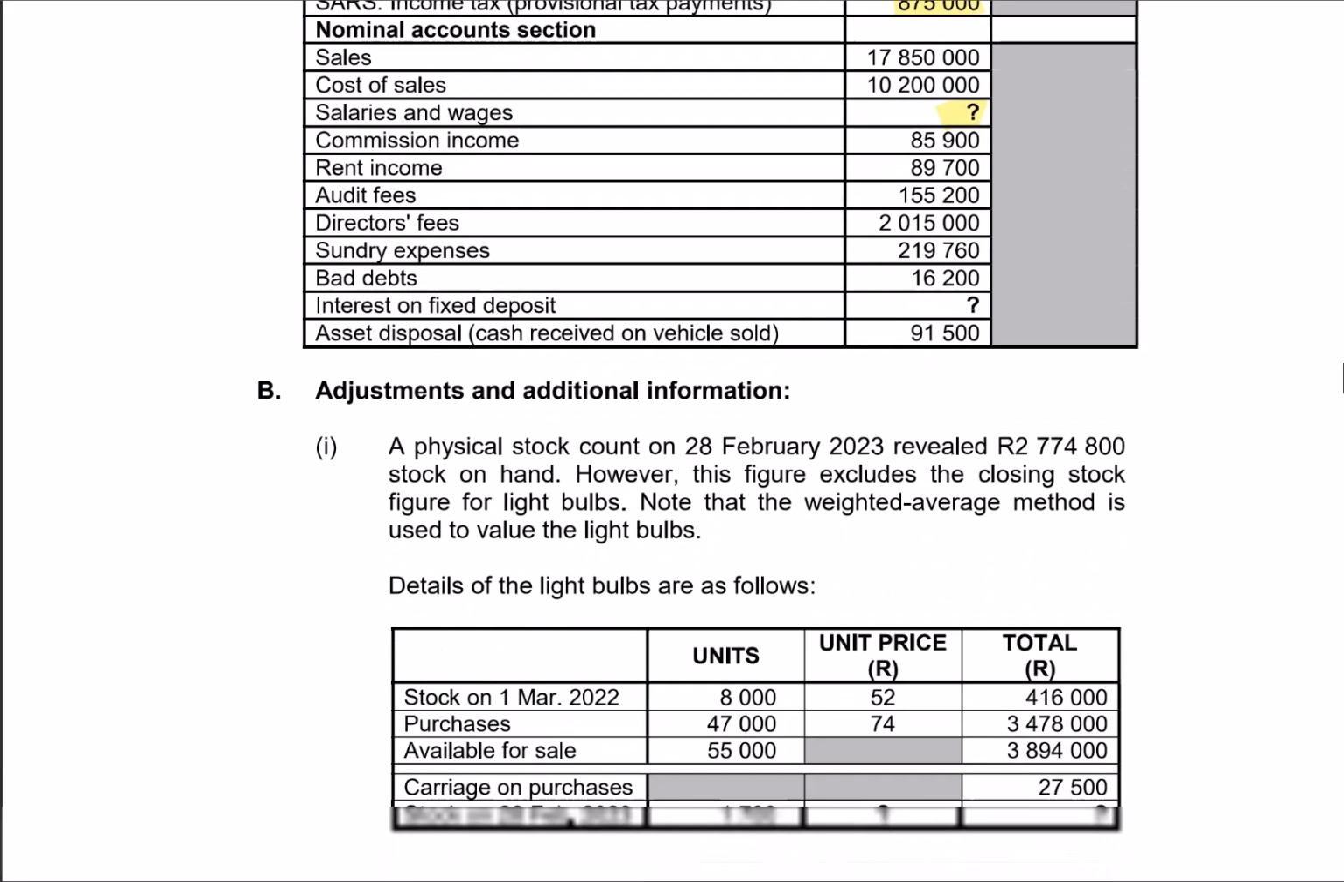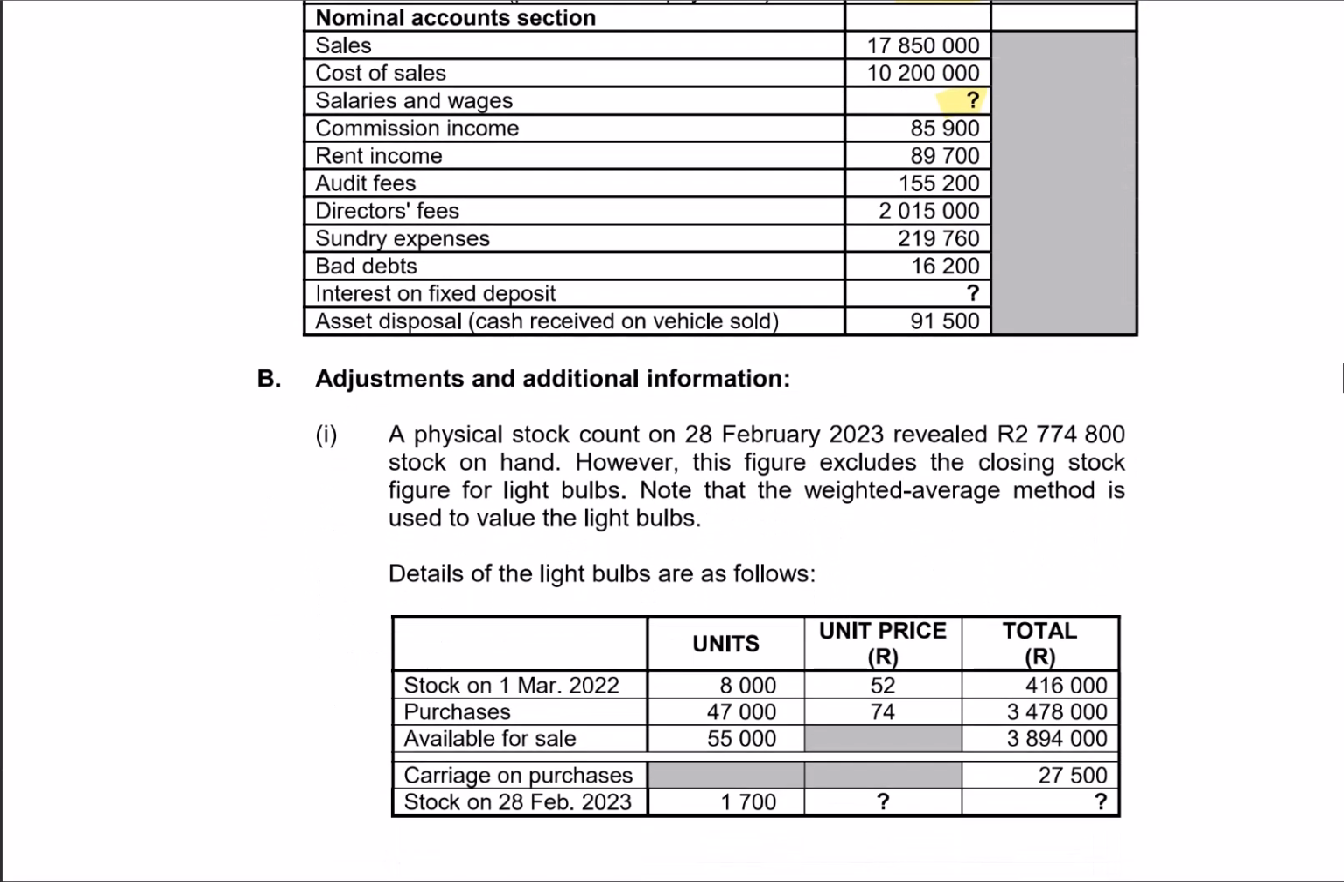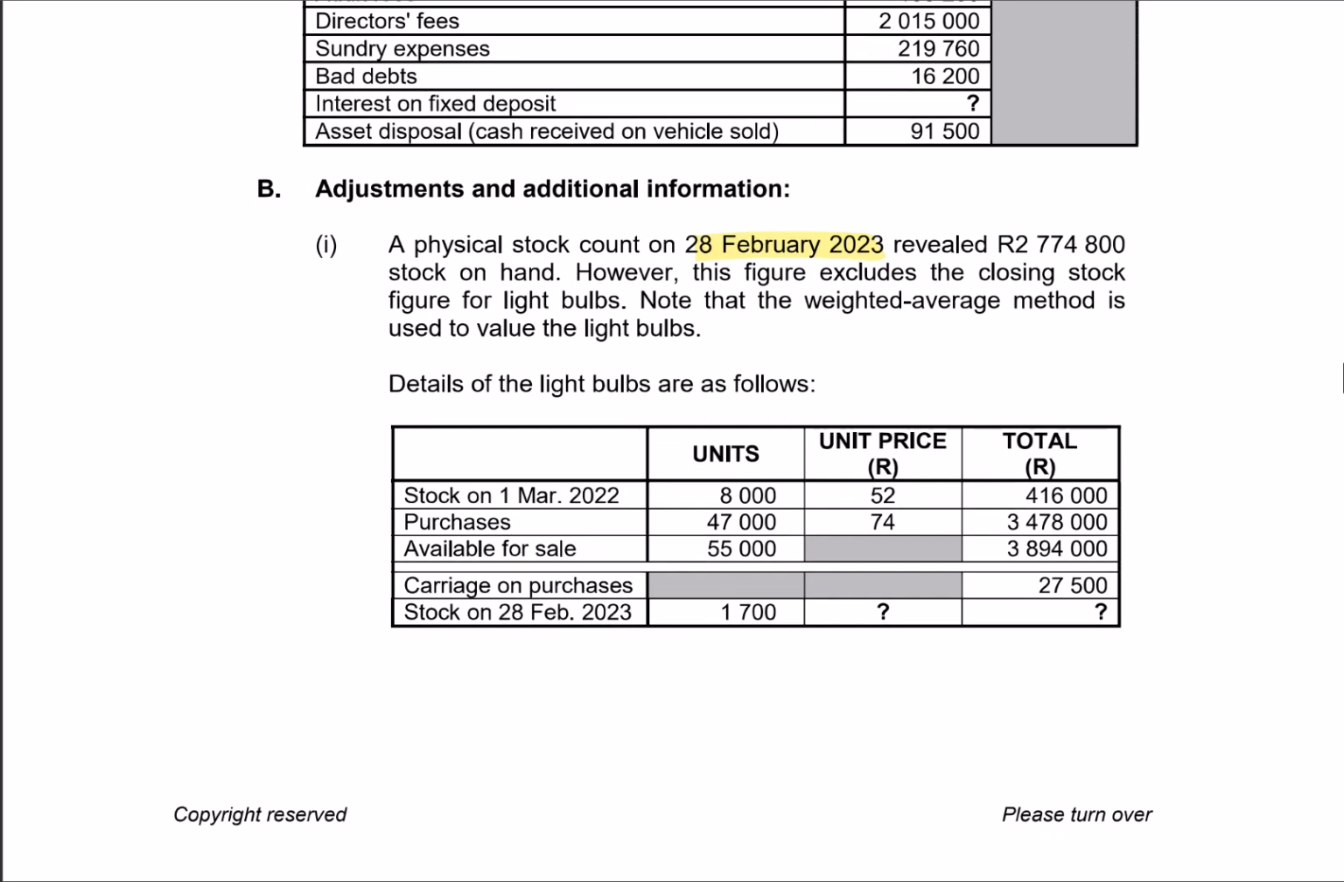Then information B, adjustment and additional information. A physical stock take count on 28 February 2023 revealed 2,774,800 stock on hand. So that's a stock count. However, this figure excludes the closing stock figure for light bulbs. Note that the weighted average method is used to value the light bulbs. Details of the light bulbs are as follows.